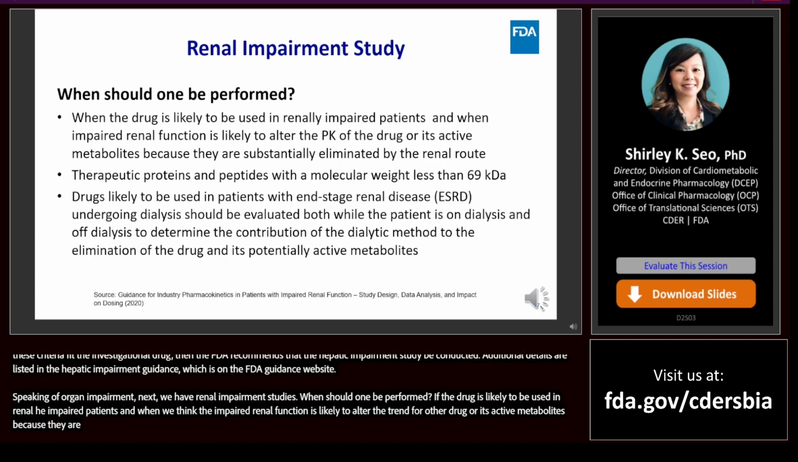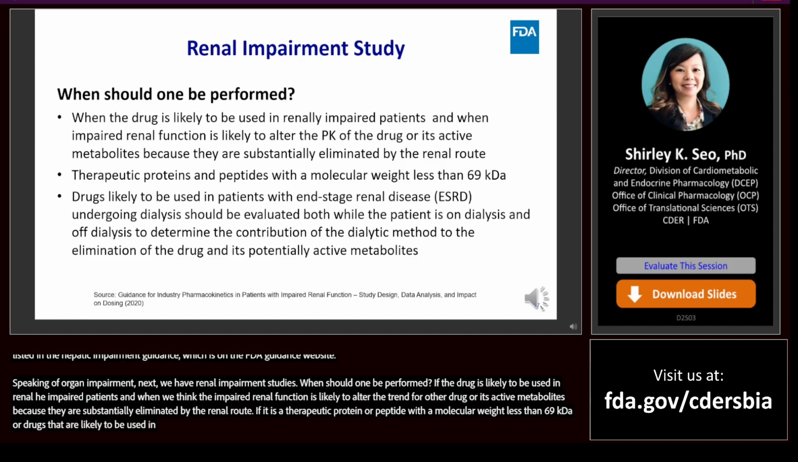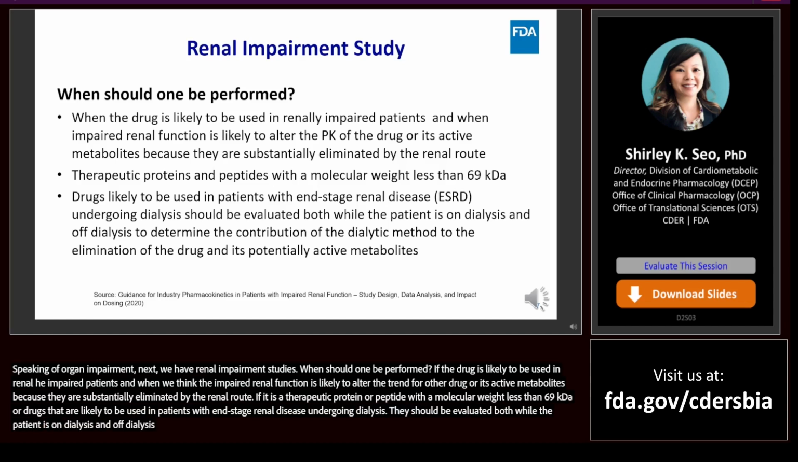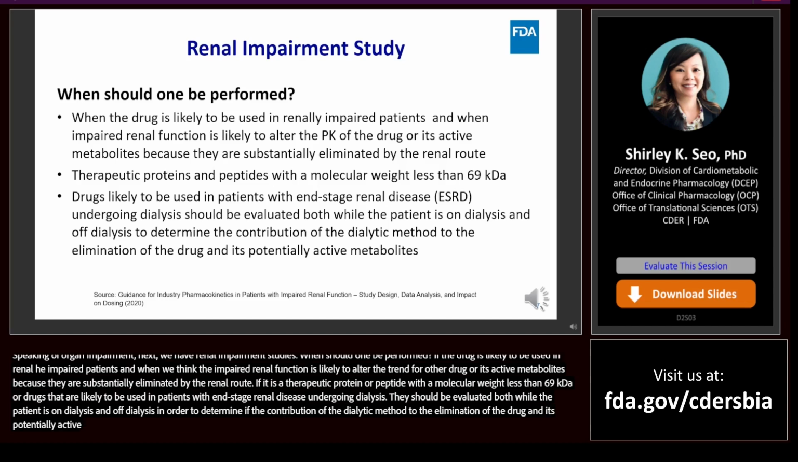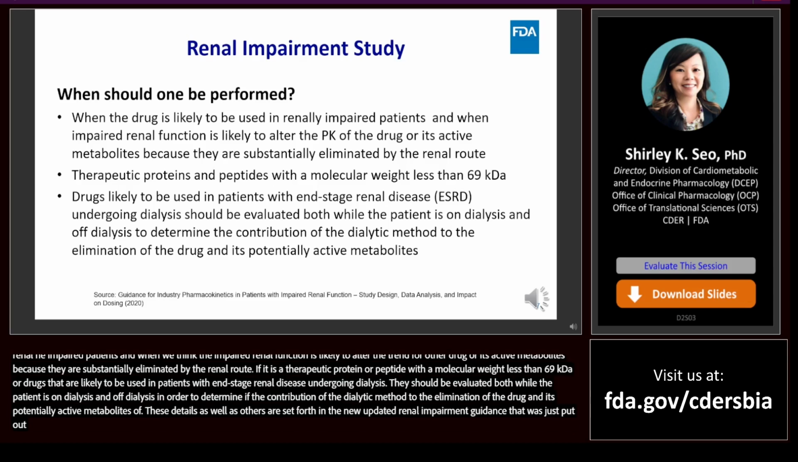If it's a therapeutic protein or peptide with a molecular weight less than 69 kilodalton, or drugs that are likely to be used in patients with end-stage renal disease undergoing dialysis, they should be evaluated both while the patient is on dialysis and off dialysis in order to determine the contribution of the dialytic method to the elimination of the drug and its potentially active metabolites. These details, as well as others, are set forth in the new updated renal impairment guidance that was just put out 2 years ago, or 3 years ago on the FDA guidance website.